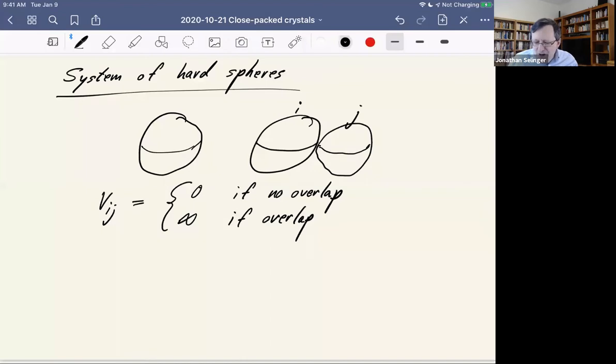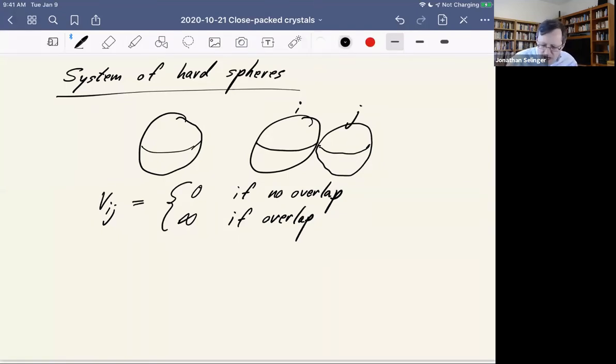This is sort of a simplified version of what we had when we were thinking about the van der Waals theory for the gas-liquid transition. In the van der Waals theory, there's a short-range repulsion like this, and there's also a long-range attraction. Here, there's no long-range attraction. It's only repulsion and nothing else.